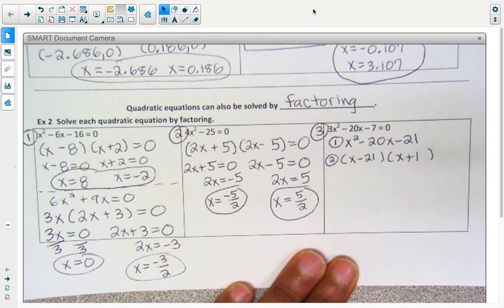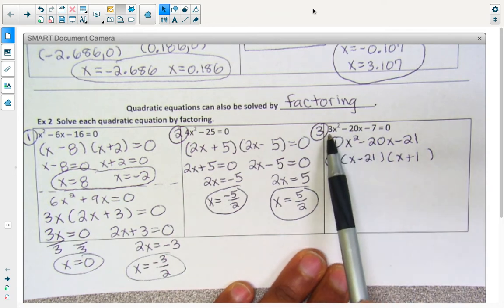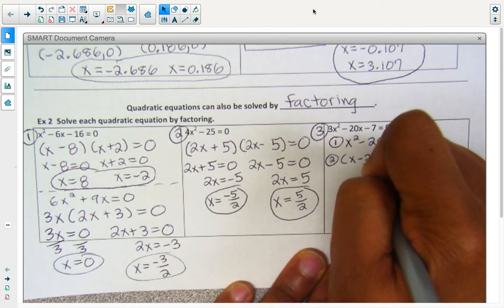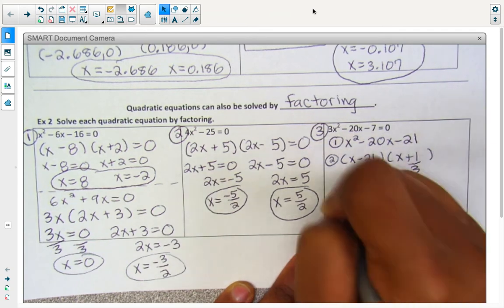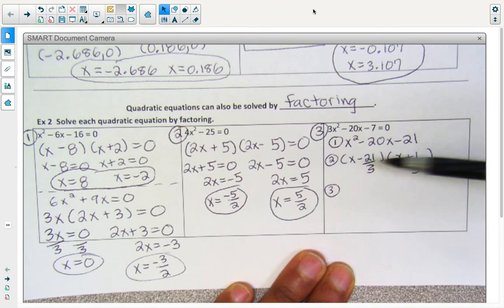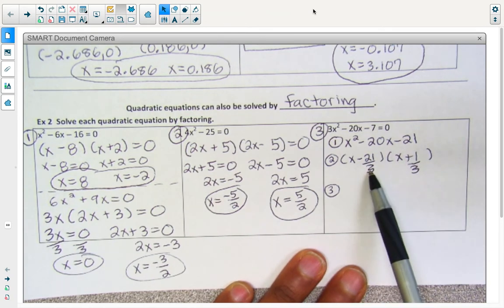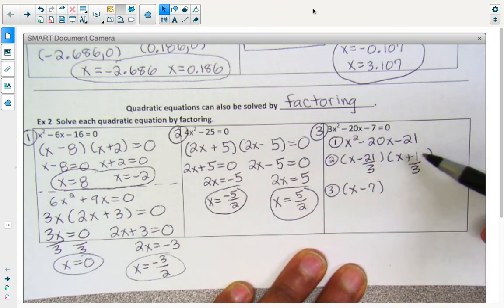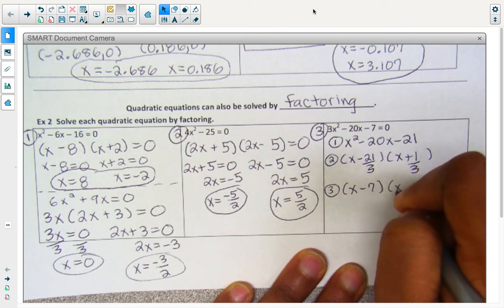Step 3, divide by the first number in the problem. Our first number in this problem is the number 3. That's my leading coefficient where my pen is pointing. So I need to divide by 3, and I need to divide by 3. Once you divide each of your numbers by 3, you need to reduce it if possible. So 21 divided by 3 is going to give me 7. And then this is going to stay a fraction.